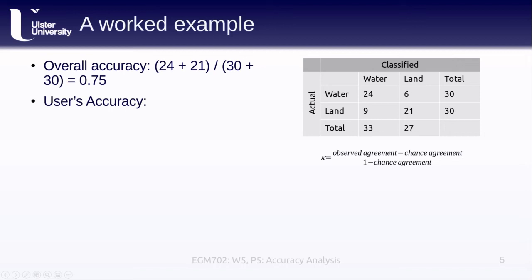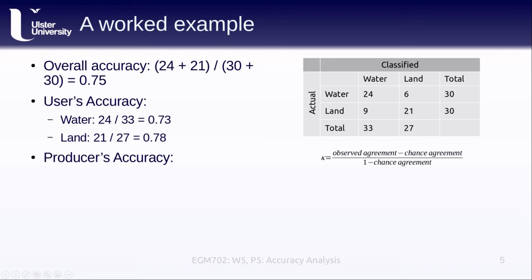Next up, let's calculate the user's accuracy. For water, this is the number of correctly classified pixels, 24, divided by the total number of classified pixels, which is 33. 24 divided by 33 equals 0.73. For land, this is 21 divided by 27, which gives us 0.78. So what this tells us is that a pixel on the map that is classified as land is slightly more likely to be correct than a pixel classified as water.